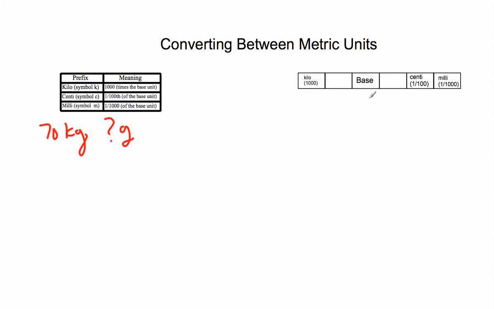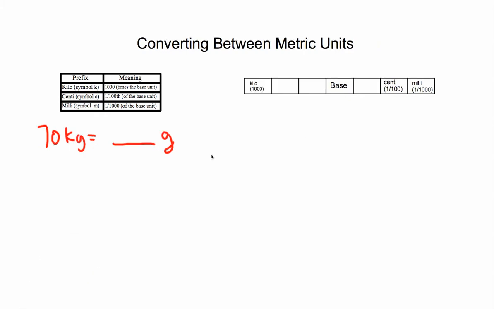All right, so what we want to do is say where we are going to start and where we want to end. We want to start at 70 kilograms and end at a blank number of grams. So the idea is start on your chart at 70 kilograms and then go 1, 2. All right, so again, 70 kilograms to how many grams?